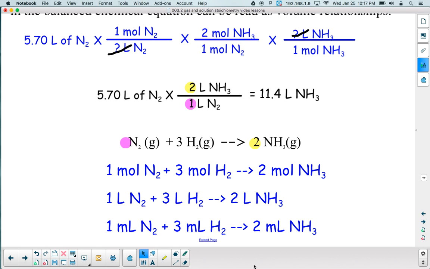As you start to apply some of your shortcuts to gas stoichiometry, just remember to be a little bit careful. If you want to use the 22.4 liters per mole, you need to make sure that you have standard temperature and pressure. If you want to use Avogadro's shortcut of using a volume relationship, you need to make sure that both of the substances you're working with are gases, and make sure that the temperature and pressure aren't going to change along the way.